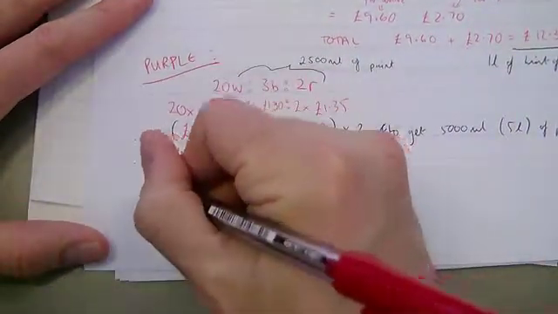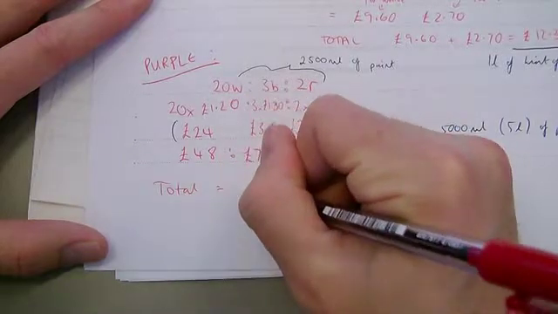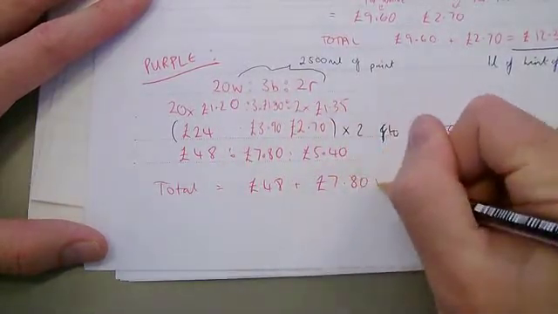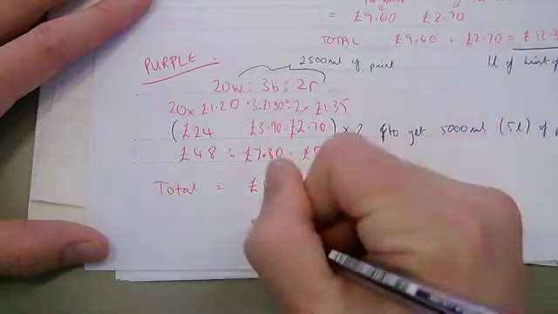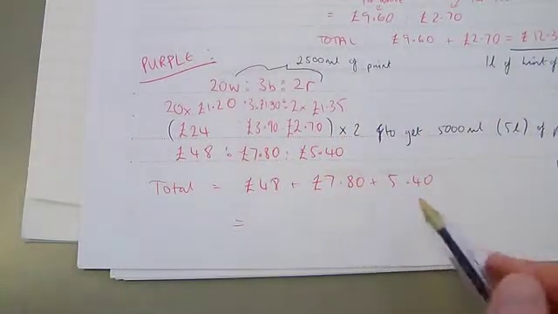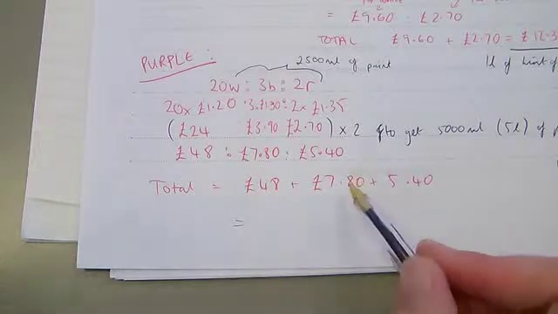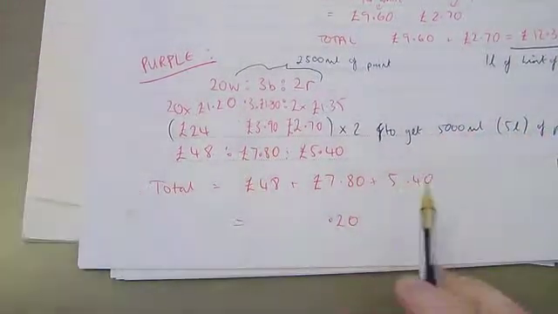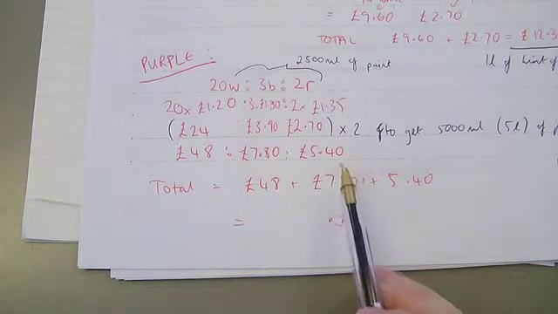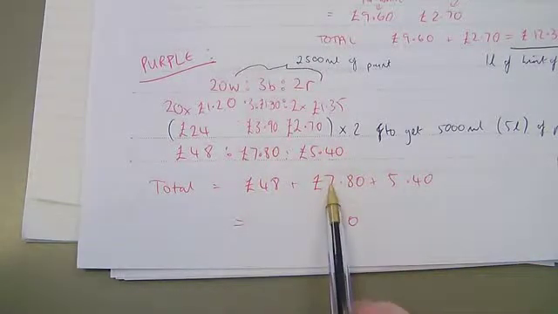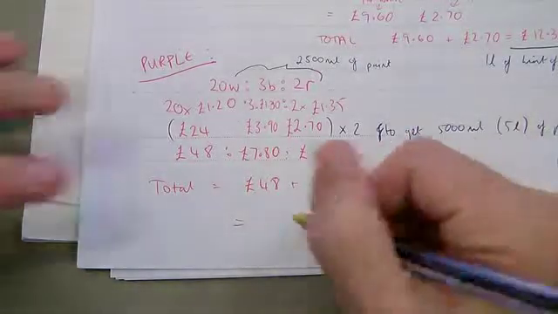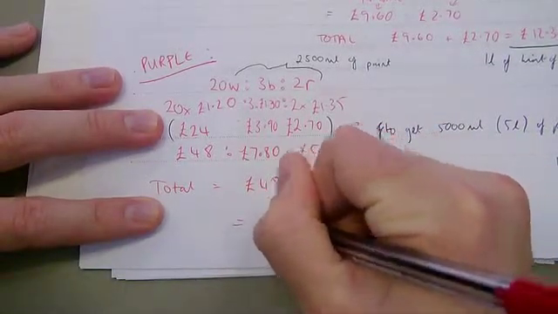So my total cost would be £48 plus, and notice I'm using the pound signs every time. That's the 540. Should we add the pence first? 80 and 40 makes 120, so my answer's got to end in 20. But I need to add 1 on now whenever I add my pounds. So 48 add 7 is 55. Add the 5 is 60, so 61. All good? Yeah, 61.20. 61.20.